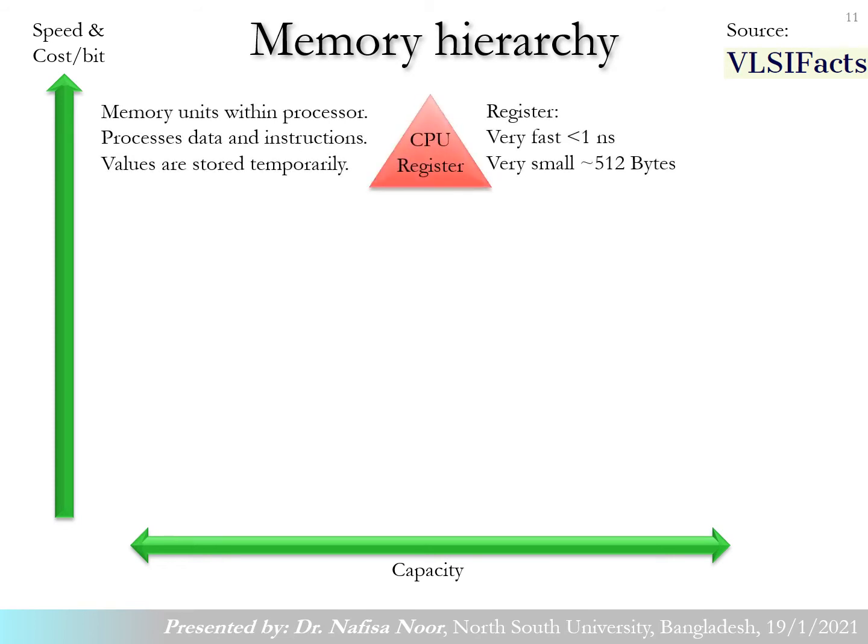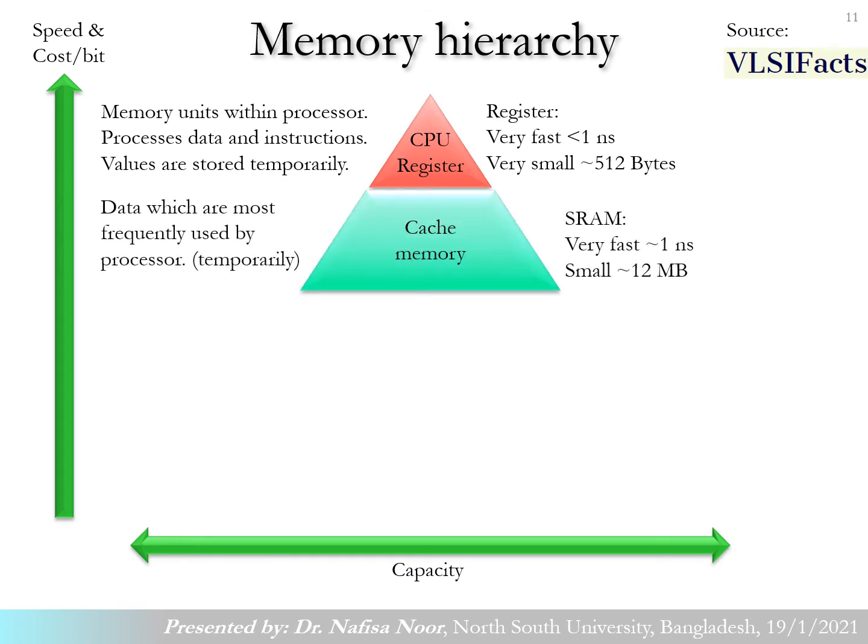These registers are extremely fast and they are used only in smaller quantity because of the extremely high cost. These memory units are within the processor. They process the data and the instructions. The values are stored temporarily here. In the next level, we have the cache memory.